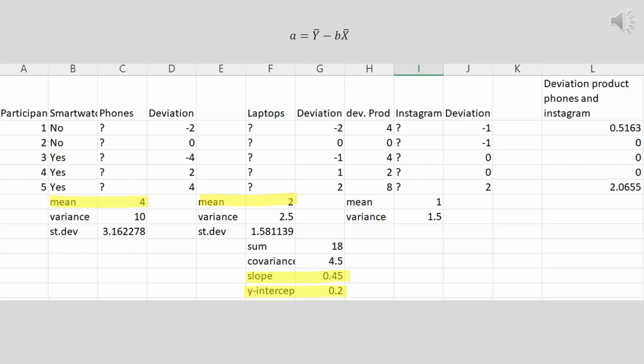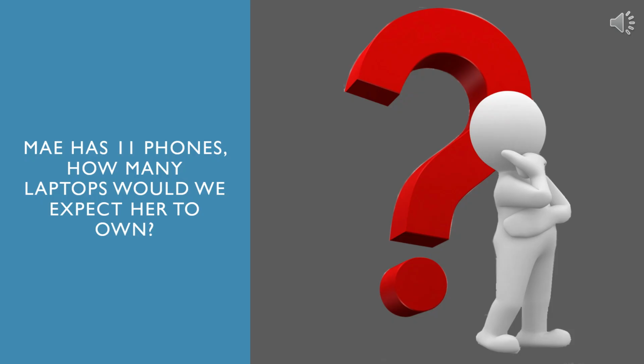And what does that mean? What is the y-intercept? The y-intercept is the value of y when x is 0. So if somebody has 0 phones, we would expect them to have 0.2 laptops.